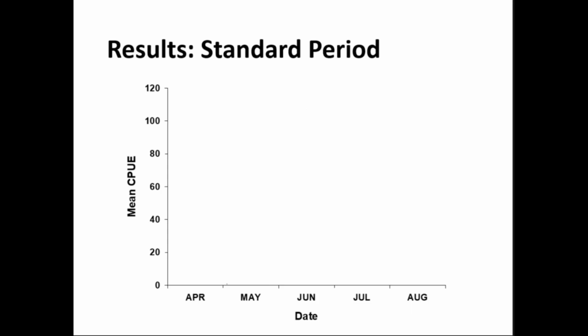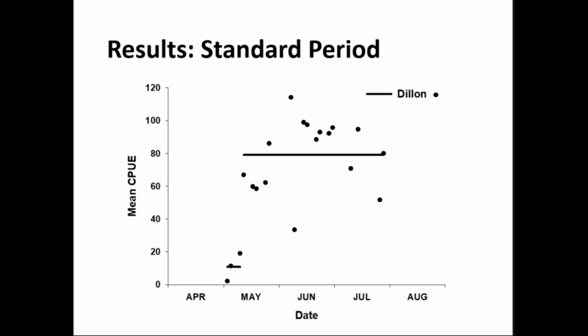So now let's look at some of our results. This is identifying a standard time period from our intensive Mark-Recapture data. These are our catch per unit effort over date from Dillon Reservoir. The points are the individual recapture dates. The horizontal lines, you'll see that the first horizontal line represents an early low catch per unit effort period, followed by a longer high catch per unit effort.